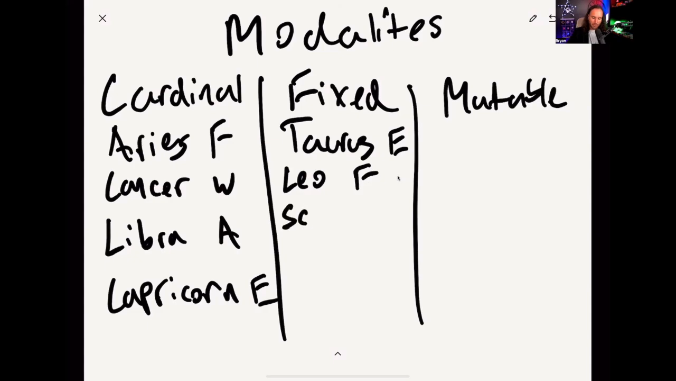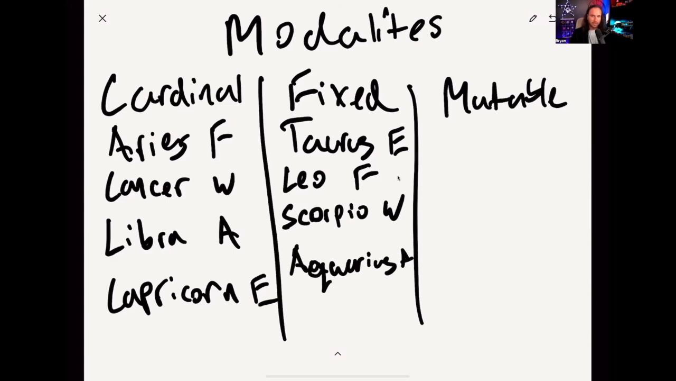It's Scorpio, which is water. And it is Aquarius, which is air. So you'll notice that with the modalities, with cardinal, there's fire, water, air, earth. With fixed signs, there's earth, fire, water, air. So there's one of each of the elements in each modality.